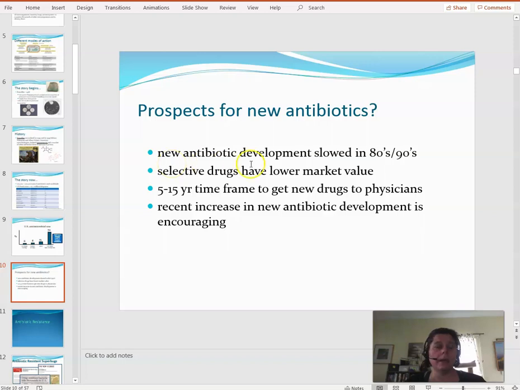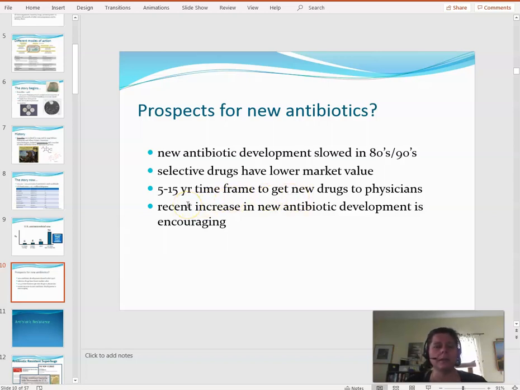New antibiotic development slowed in the 80s and 90s because we kind of thought we had it under control. Also, it's taken longer for us to get things to market. Selective drugs have lower value. So some of these drugs have lower market value. If it's just against one particular type of bacteria, it doesn't have as big of a market as general ones. And it takes about 5 to 15 years for a new drug to get to physicians. It takes a long time because of all the testing we need to do to make sure it's safe, that something bad won't happen.